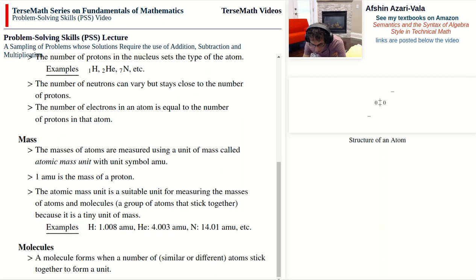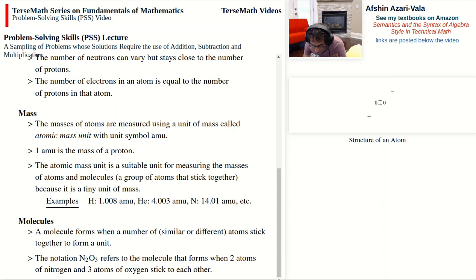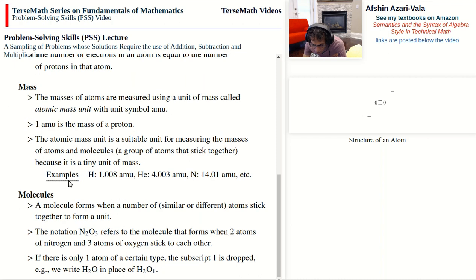Okay, molecules. A molecule forms when a number of atoms, which can be similar or different, stick together to form a unit. An example of a molecule is N2O3. This notation says that there are 2 atoms of nitrogen and 3 atoms of oxygen in the molecule. If there is only one of a certain kind of atom, then we don't write the 1 down. As an example, we write H2O in place of H2O1. So this molecule of H2O has 2 hydrogen atoms and 1 oxygen atom in it.